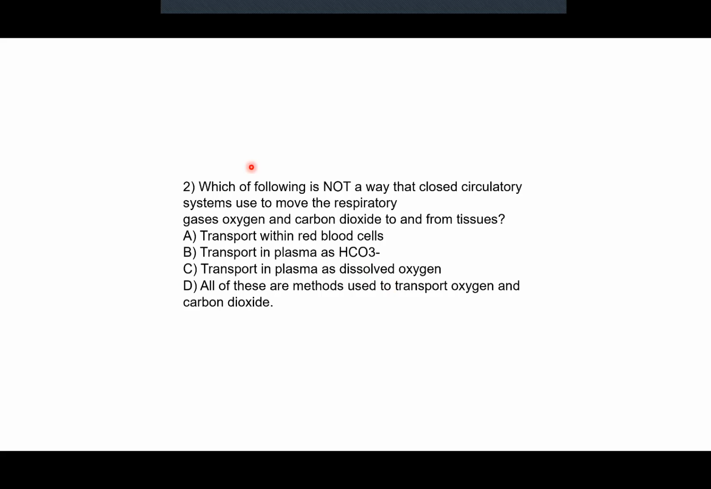2, which of the following is not a way that closed circulatory systems use to move the respiratory gases, oxygen, and carbon dioxide to and from tissues? D, all of these are methods used to transport oxygen and carbon dioxide. So it's asking you to find one where it's not the case that a closed circulatory system does this. So you want to find something that the circulatory system doesn't use to move the respiratory gases, oxygen, and carbon dioxide to and from tissues.